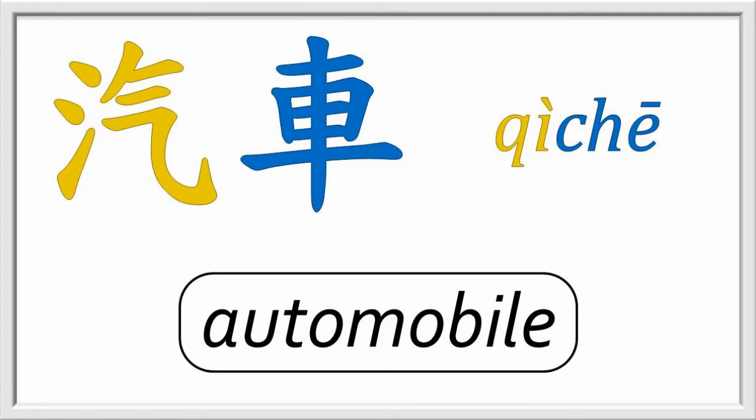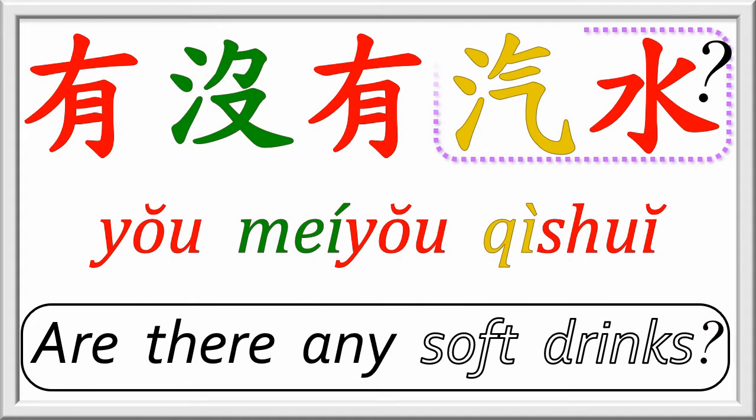Since most people today drive automobiles, the full expression 汽车 is rarely heard. 车 or 车子 is the common term for a car. Perhaps more useful is the phrase for soda water, soft drinks, and carbonated beverages. 汽水, as in this expression. 有没有汽水? Do you have soft drinks? Are there any soft drinks?